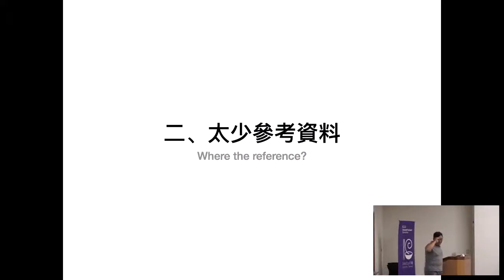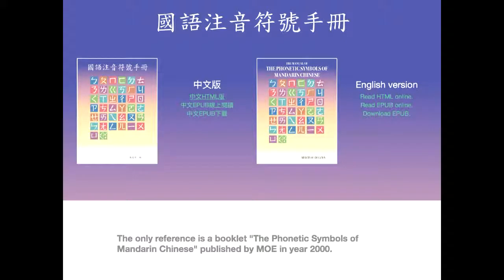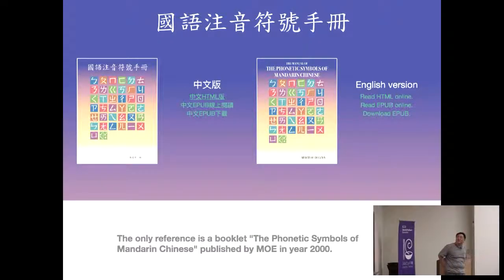And the second one is: where are the references? The only thing published about Bopomofo is a booklet called 國語注音符號手冊. In English, it's the Phonetic Symbols of Mandarin Chinese, published by the Ministry of Education in 2000. And last year, they asked me to translate it into an English version and publish it as an ebook. So that's the only reference for me to do the things.